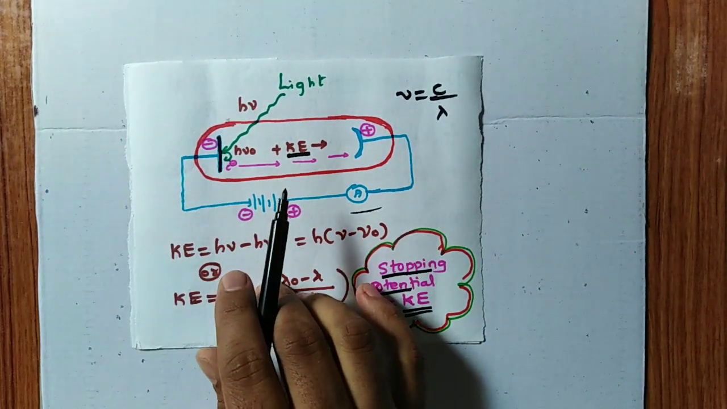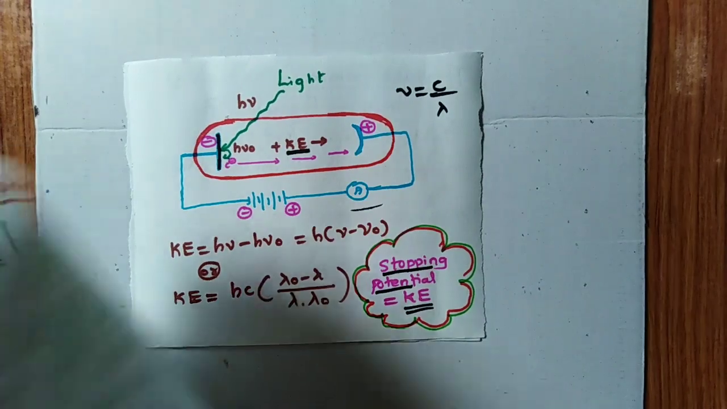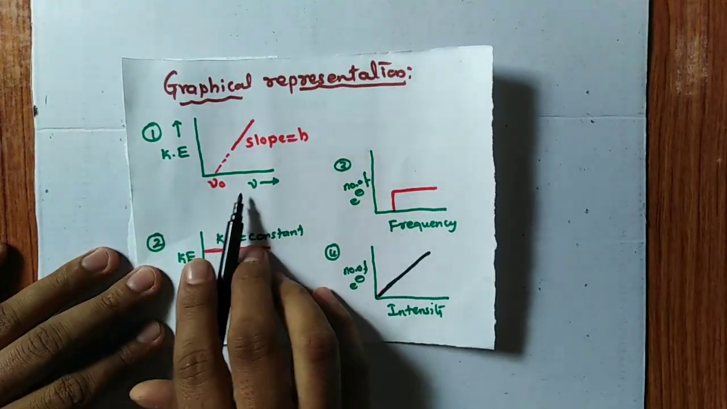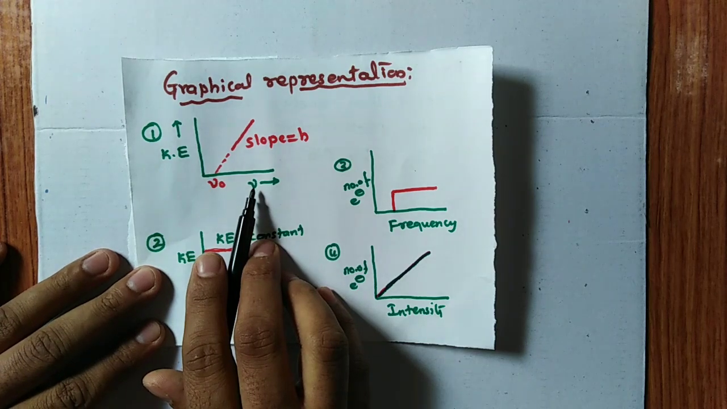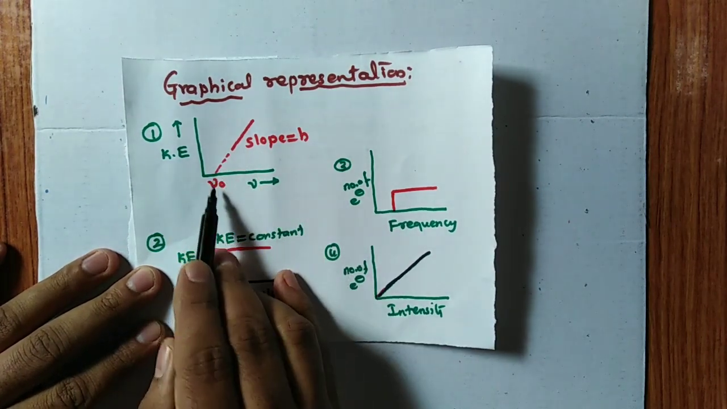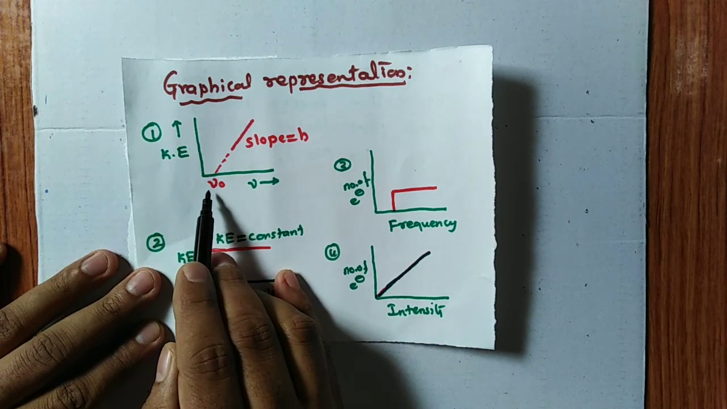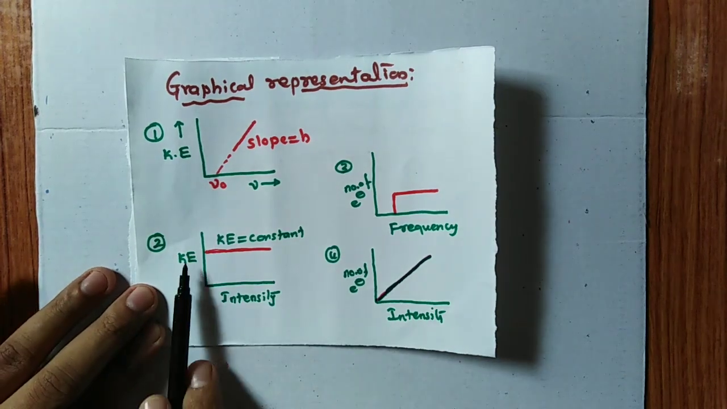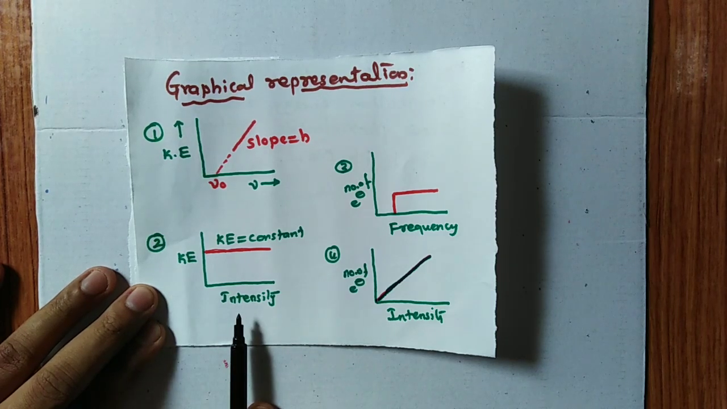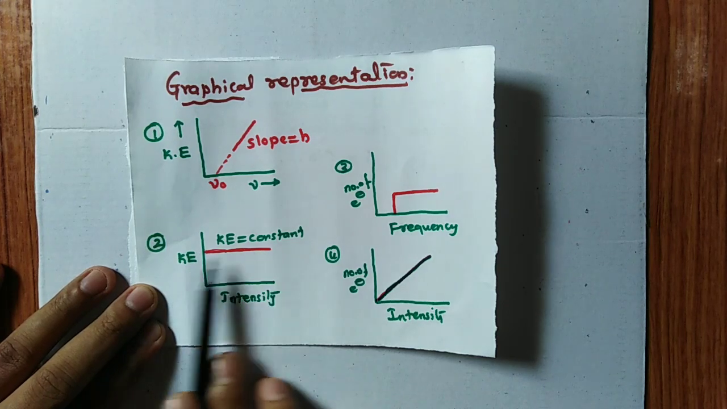Then we will see the graphical representation of this. Graphically it is represented like this. The first graph is kinetic energy versus frequency nu. You will get a slope of h, and if you extend it, you get the intercept as nu naught, the threshold frequency. The second is kinetic energy and intensity. I already told you kinetic energy is independent of the intensity of light, so remember it is constant.